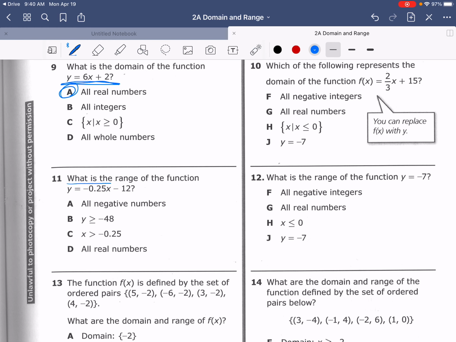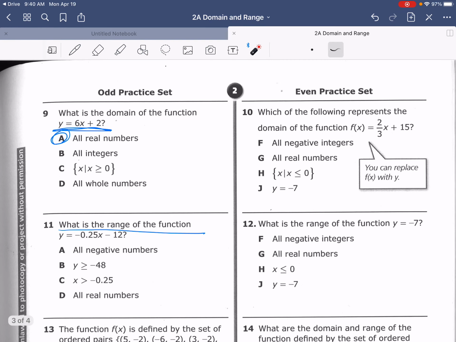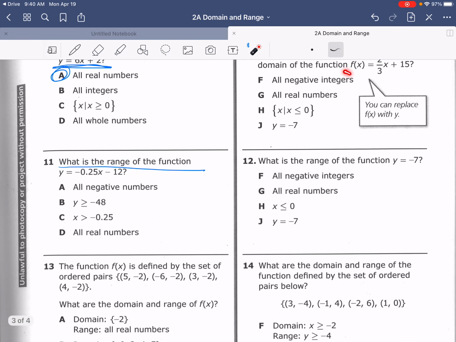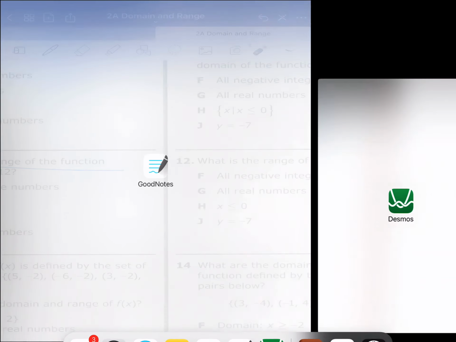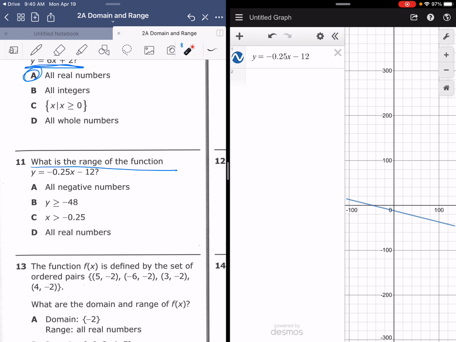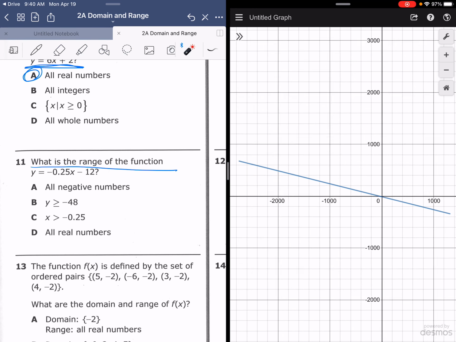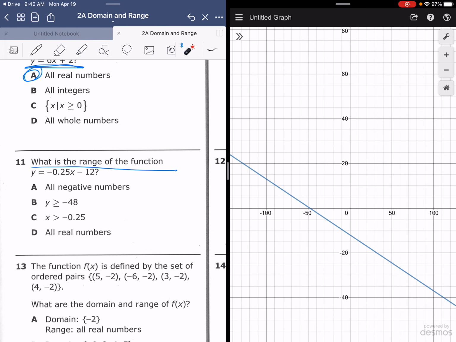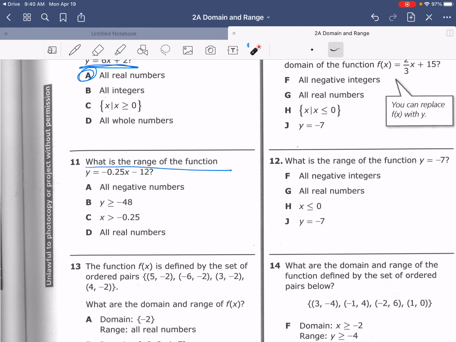And what is the range of the function of this? So, by the way, graph this and try it by yourself, okay? And this function sign, you can change it with y, that's fine. So what's the range? It's obvious as well. I think it's all real numbers as well because it's linear. Negative 0.25x minus 12. As you can see, there's no lowest value or highest value. It keeps going down, keeps going up, right? So this one is going to be all real numbers as well.